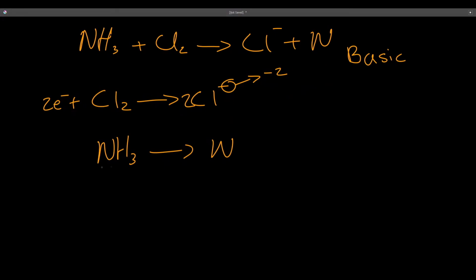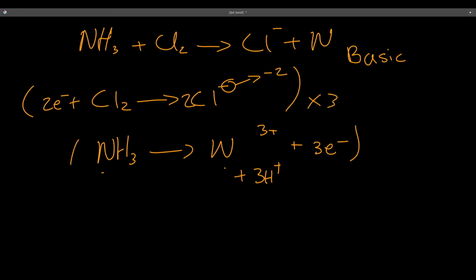Since the number of N is balanced, we have to move on to the H. So we add 3H plus on this side, making the total charge 3 plus on this side. So we add 3e minus. Before we add them, we have to make sure that the amount of electrons is balanced. So we multiply the top part by 3 and the bottom part by 2, since 6 is their least common multiple, and we have to get 6 on each side.